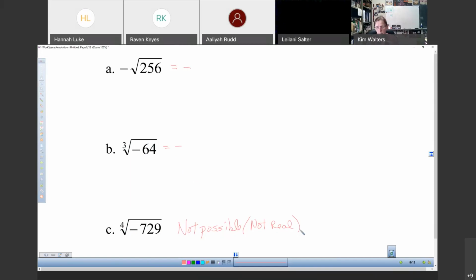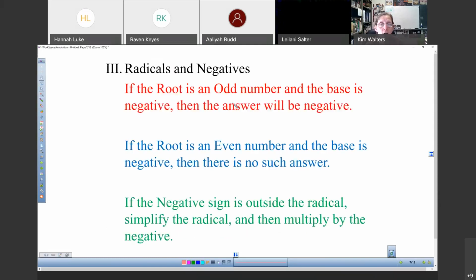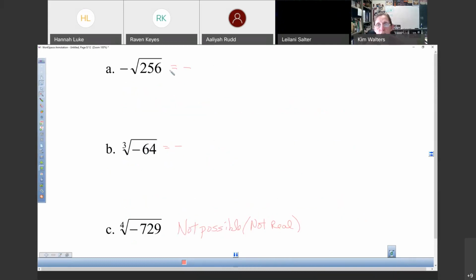Okay? All right? So now we'll go back and simplify these, but this is just making that connection from the previous information that talked about if we have an odd root with a negative underneath, the answer is negative. Even root with a negative underneath, we can't answer it. Negative on the outside, the answer is just going to be negative. Okay? So these three things.